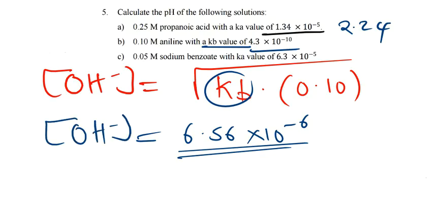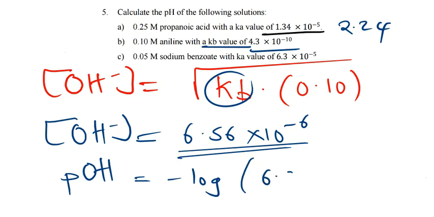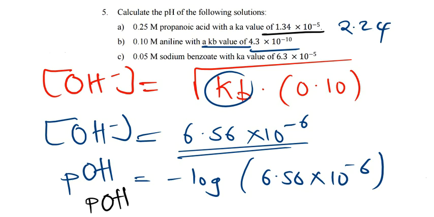It can help us to find what? The pOH. Now I said whenever you see a P, it's a negative log. So negative log of whatever is attached, 6.56 times 10 to the power negative 6. And our pOH becomes 5.18. If you find the pOH, it's easy for you to find the pH, right? Subtract 14 minus 5.18, the pH becomes 8.82.